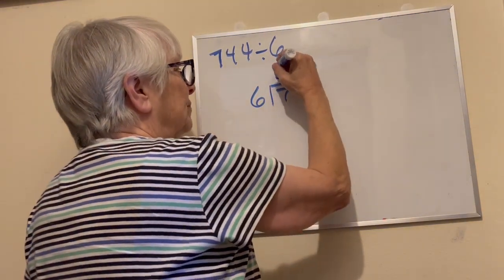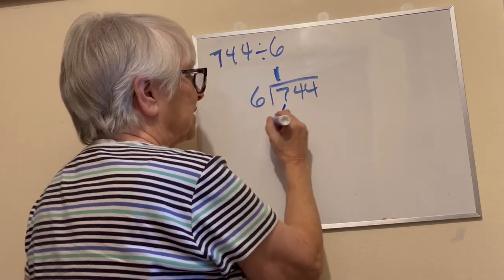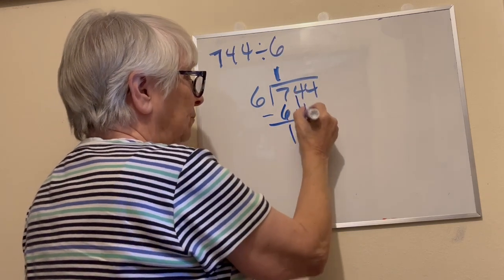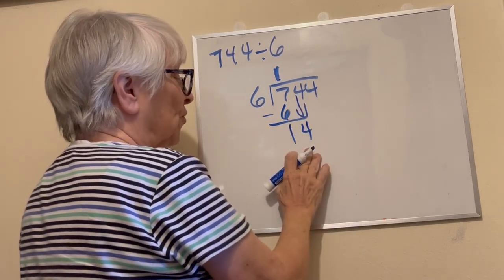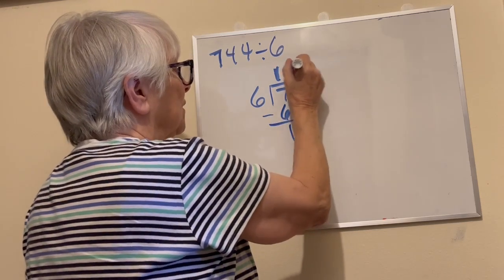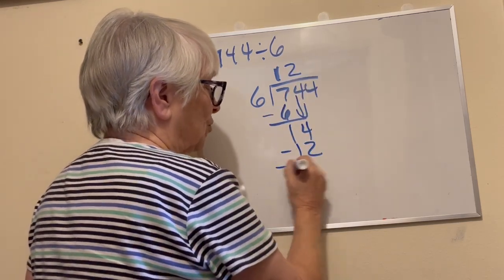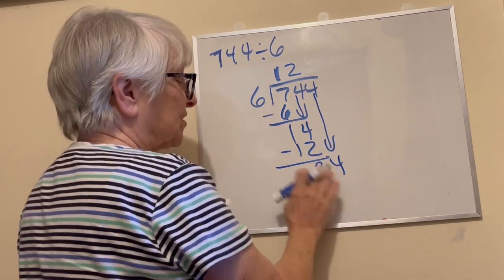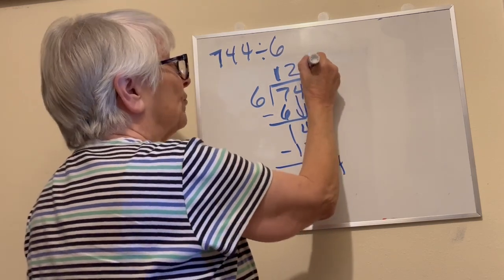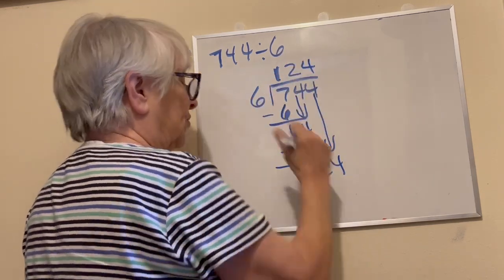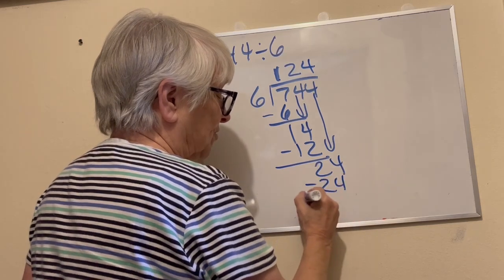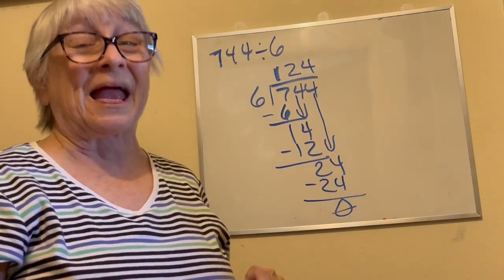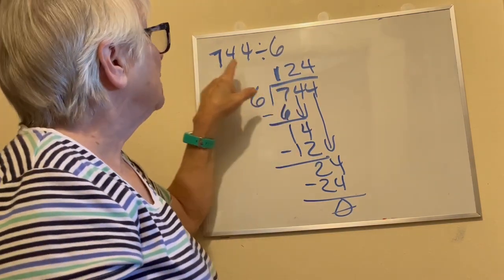So I divide 1. 1 times 6 is 6. Subtract. Remainder 1. Bring this down. Does 6 go into 14? Yes, 2 times. 2 times 6 is 12. Subtract. Bring down. Does 6 go into 24? You know, it goes in there 4 times, and we know our times table, so 4 times 6 is 24. Subtract nothing. And if I multiply 6 times 124, what will the answer be? It's going to be 744.